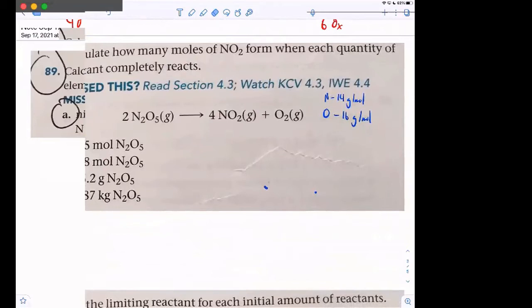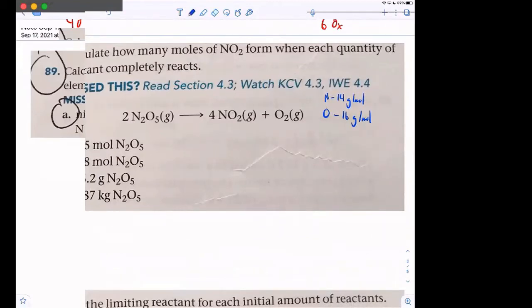Calculate the number of moles of nitrite from, that's NO2, when each quantity completely reacts. So this one actually not necessarily connected to the homework, but there's a few test questions that are just like this. So I wanted to make sure that you knew how to do this.